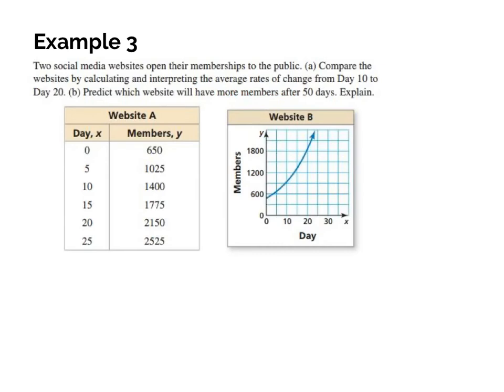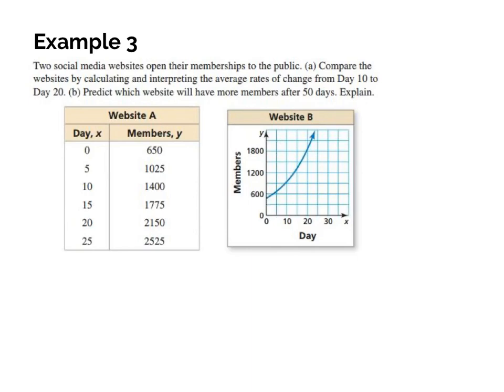All right, so we're going to do just that in this example. We're going to compare two websites here. We're looking at publicly traded websites that are now accepting new members, and we're going to try and compare these two websites. Our goal is to see and visualize the difference between a linear function and an exponential function in terms of that rate of change.